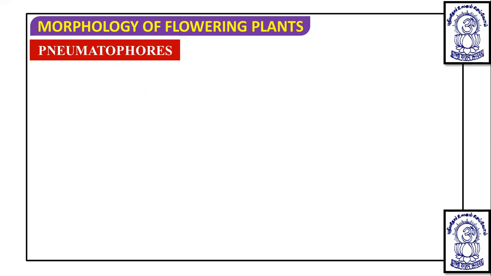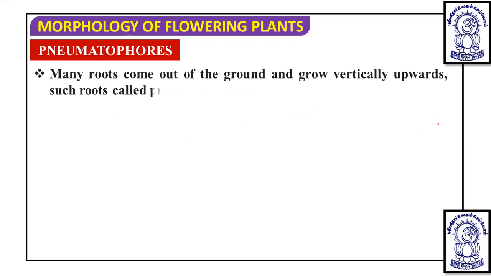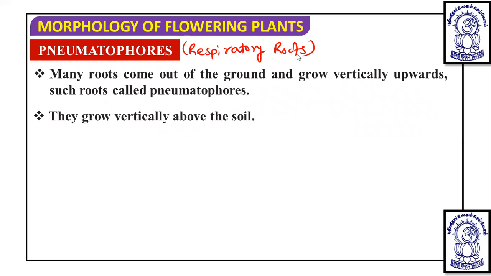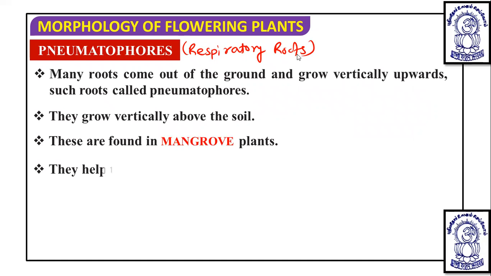After nodulated roots, the next type of taproot modification is pneumatophores. Pneumatophores are nothing but respiratory roots, so these are mainly for respiration. The taproot is modified for respiration. Many roots come out of the ground and grow vertically upward. Actually, roots go vertically downward, but here roots grow vertically upward, and such roots are called pneumatophores. They grow above the soil, and these are found in mangrove plants.